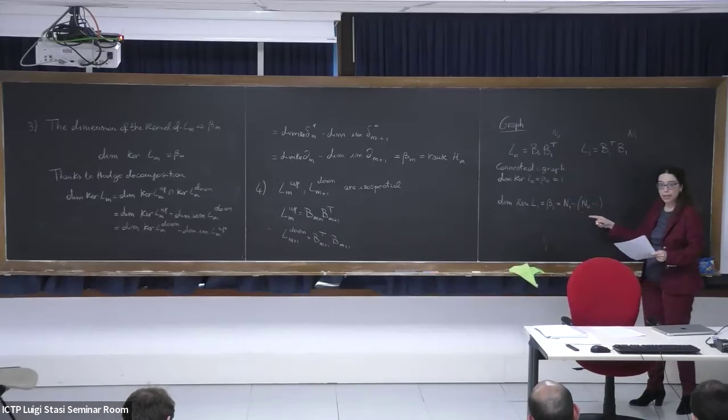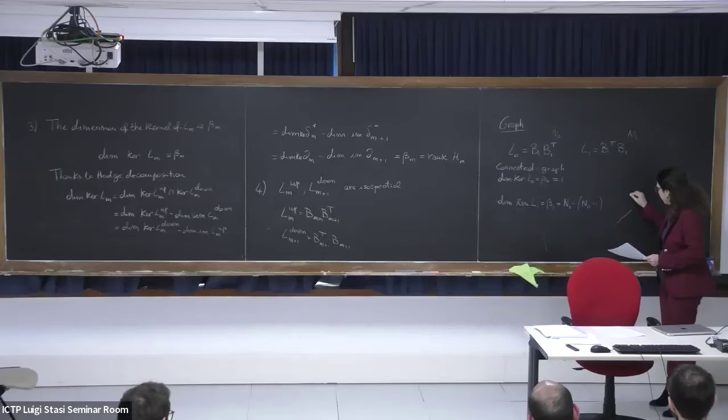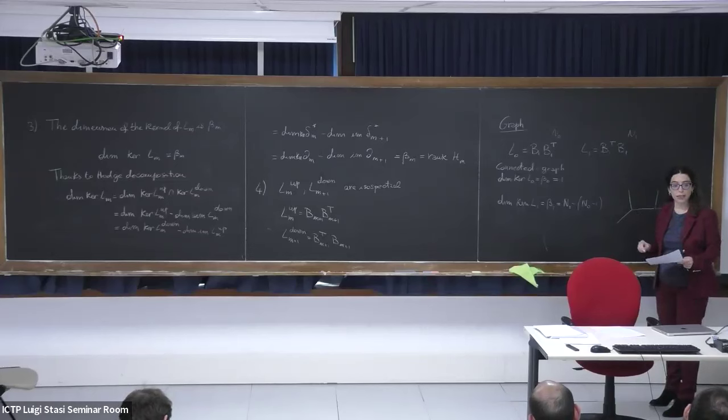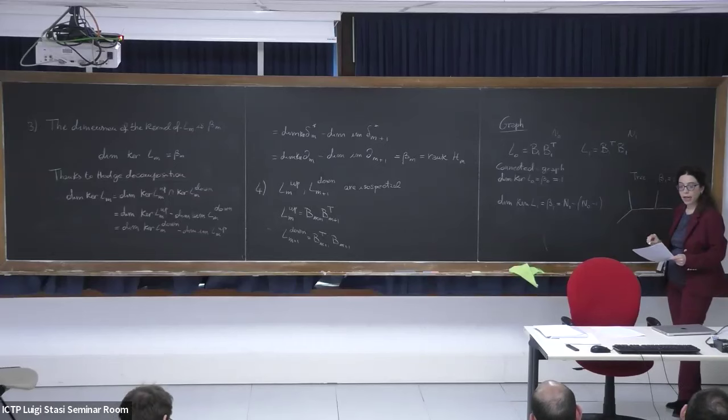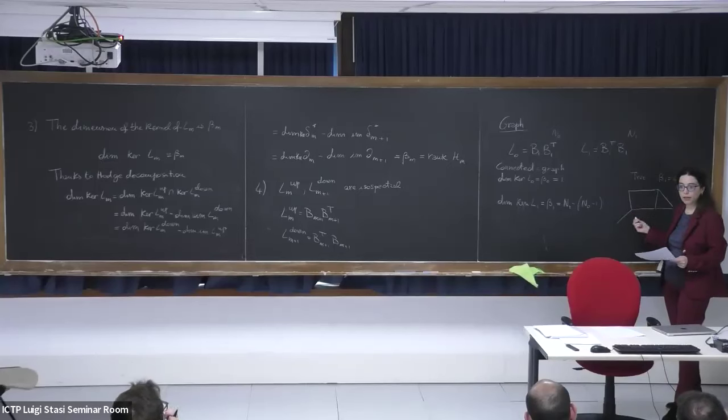And this has a nice interpretation. If you have a tree, you can prove that N1 is equal to N0 minus 1. Okay? In a tree, the Betti number beta 1 is 0. You have no cycle. And if you start from a tree and you start adding edges, for each edge that you add, you add an independent cycle. So this is the Betti one.